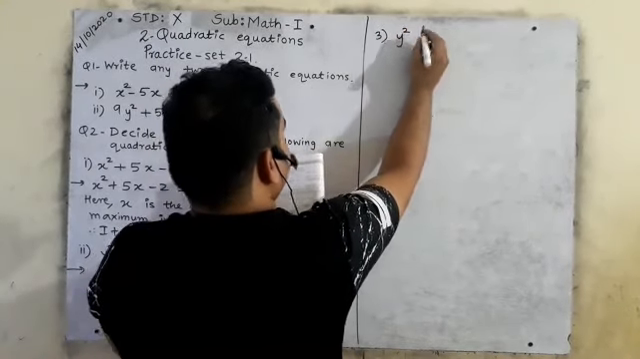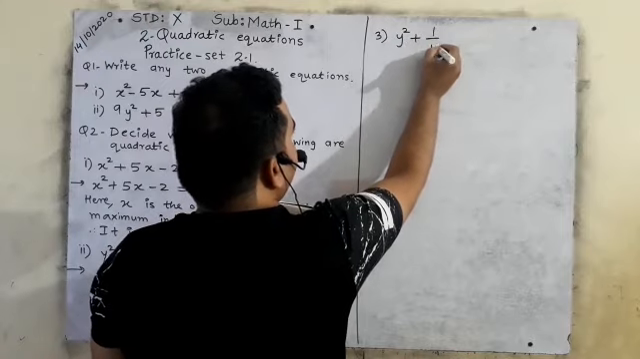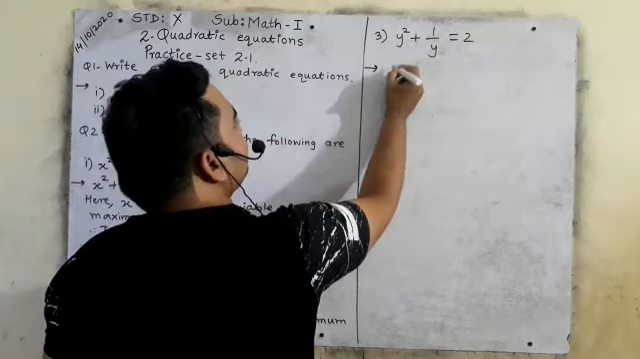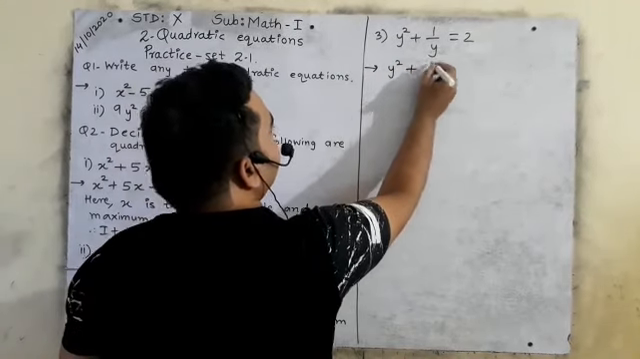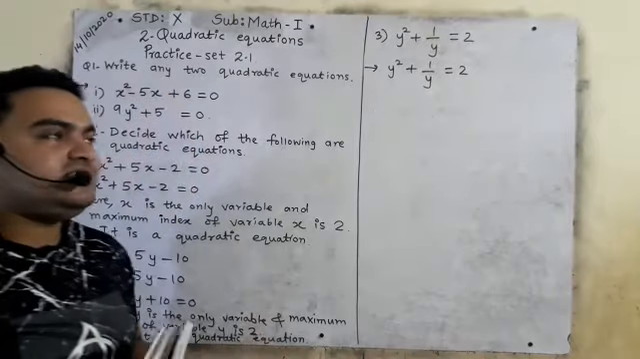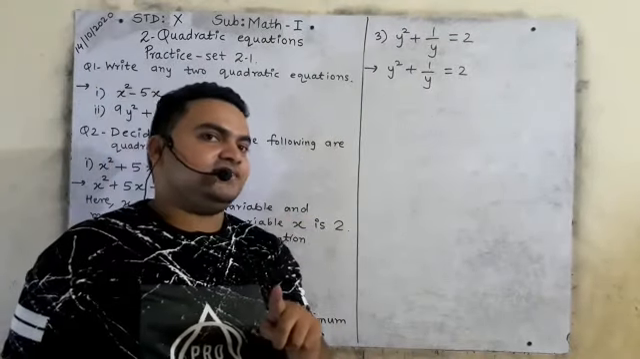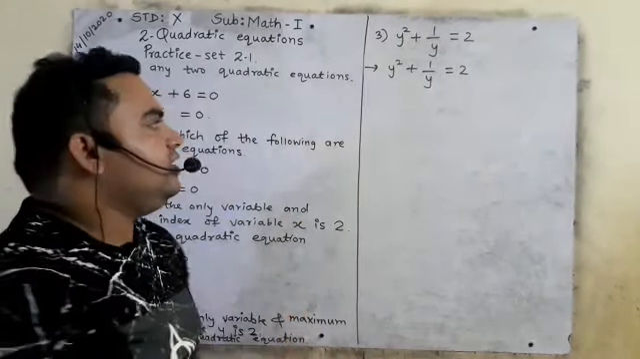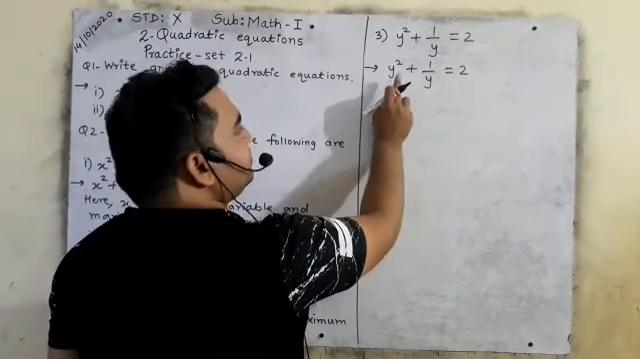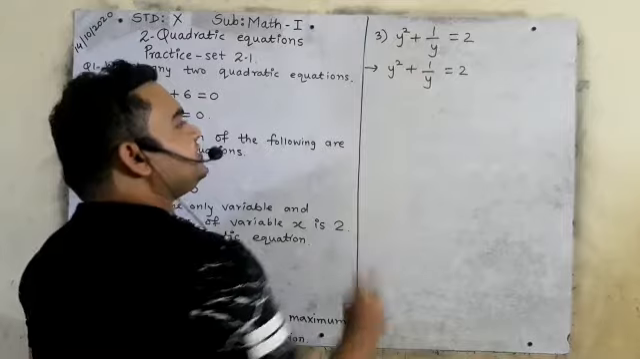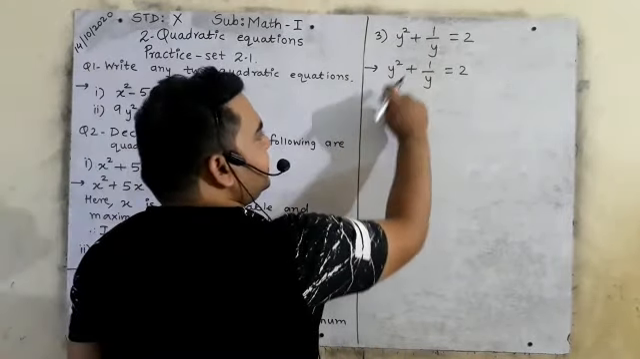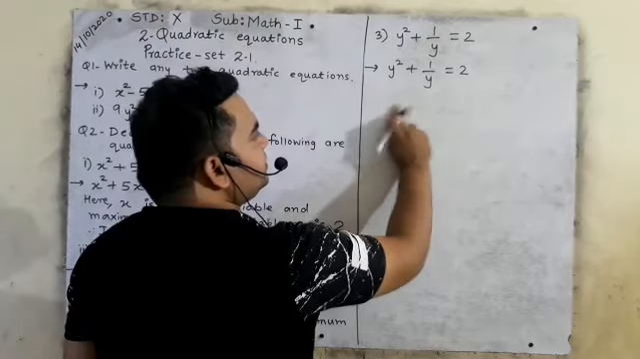The third one, y square plus 1 upon y is equals to 2. First you will copy the question, y square plus 1 upon y is equals to 2. My dear students, this kind of questions you have done in 9th standard. I have taught you very well. See, now in this condition, don't say directly y is the only variable whose highest index is 2. No. See, it is not in the standard form. It is not at all in the standard form.